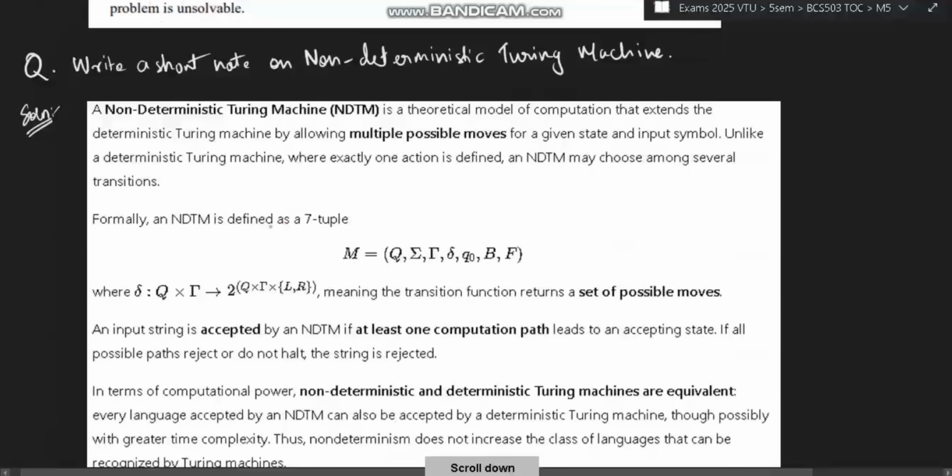Next is: write a short note on non-deterministic Turing machine. Non-deterministic Turing machine is a theoretical model of computation that extends the deterministic Turing machine by allowing multiple possible moves for a given state. In the normal Turing machine, for one state and one input symbol you move to one place, but here you will have multiple possible moves. Unlike the deterministic Turing machine, where exactly one action is defined, the NDTM will have many actions defined. It is a 7-tuple: Q, sigma, gamma, delta, q naught, B, and F.